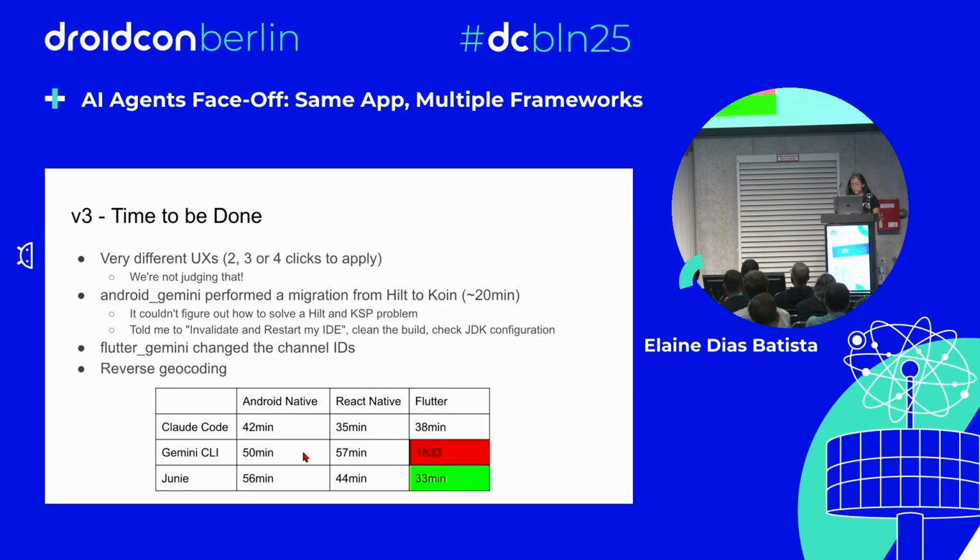So something happened with Android Gemini at this step. You can see, even though it took 50 minutes and the other ones 41 and 56, Android Gemini decided to do dependency injection with Hilt. Up until V3, it was fine. But then it ran into some problems with Hilt and KSP. It was trying to solve it a lot, really hard, and I was really sad for it because the agent was saying, I've exhausted all my options. I tried this, this, and this. Could you try to restart, invalidate your cache and restart the IDE, clean the build, check your configuration? I did it. It still didn't work.